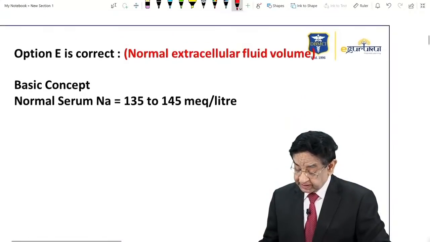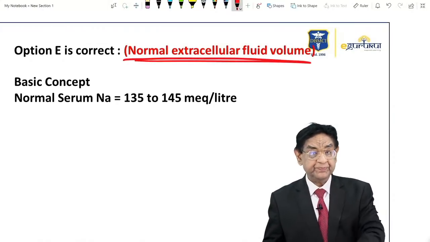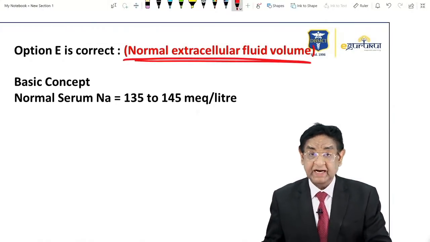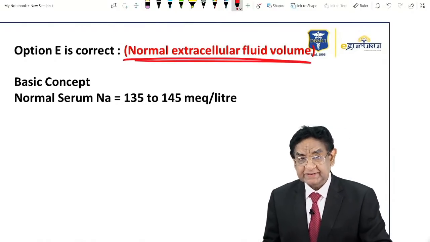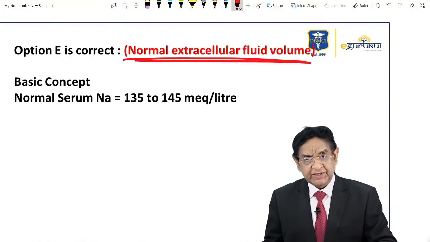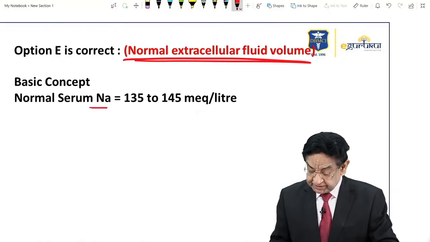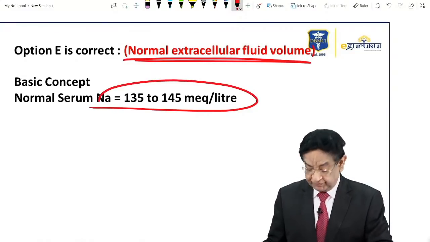So the answer to this question is normal extracellular fluid volume. Why is this the answer? Why not the others? What are the findings? Let's move to greater knowledge. As I mentioned, the normal serum sodium is 135 to 145.